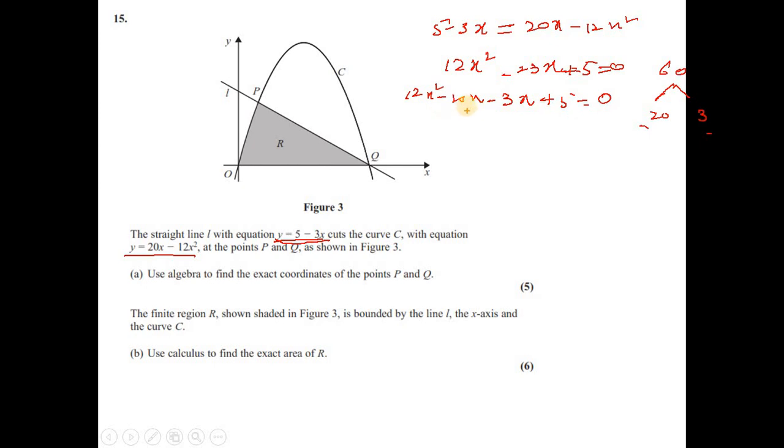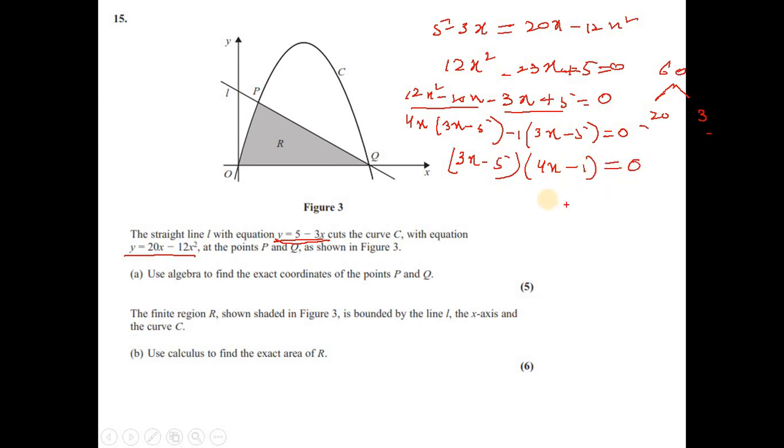And then from the first two terms you can take common 4x, and inside you have 3x minus 5. From the other two terms, you can take minus 1 common, leaving 3x minus 5, equal to 0. And then you have 3x minus 5 times 4x minus 1 equal to 0. Clearly you have x is equal to 5 by 3 and x is equal to 1 by 4.